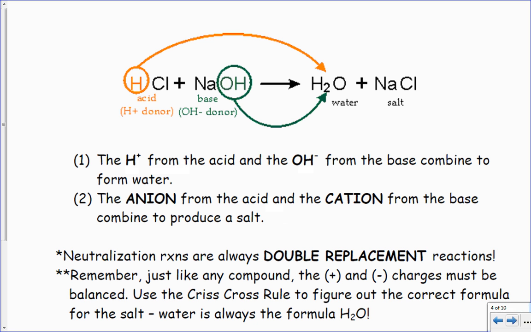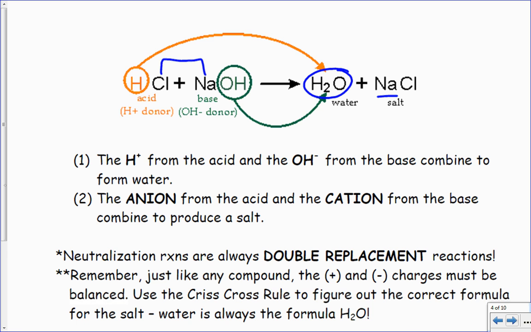And here's how it works. It is a double replacement reaction. The acid is the H plus donor. The base is the OH donor. If I take the H and the OH and put them together, I can rewrite that as water. And the Na and the Cl are going to form, remember, we always do the positive ion first, my salt.